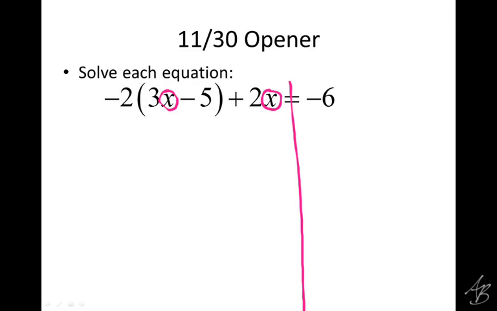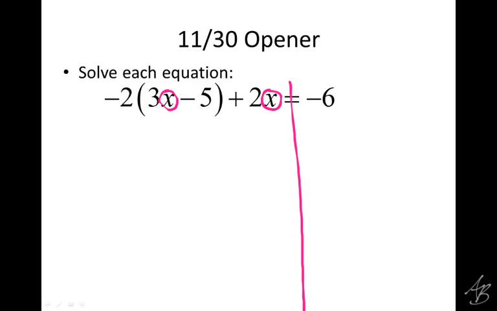So can I just combine like terms right now? Combine the 3x and the 2x? No. Why can I not combine them yet? The 3x is in parentheses. Exactly. The 3x is in parentheses. So this parentheses here needs to be taken care of before I can start combining. So what do I do first?